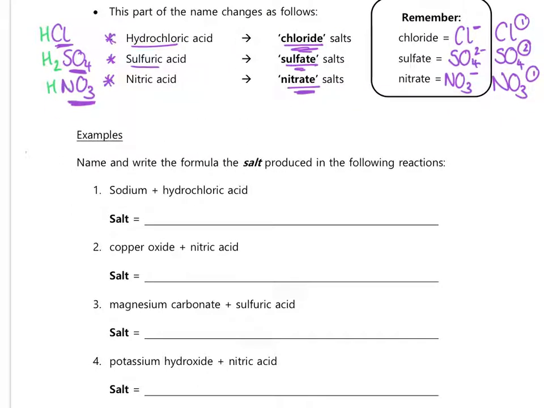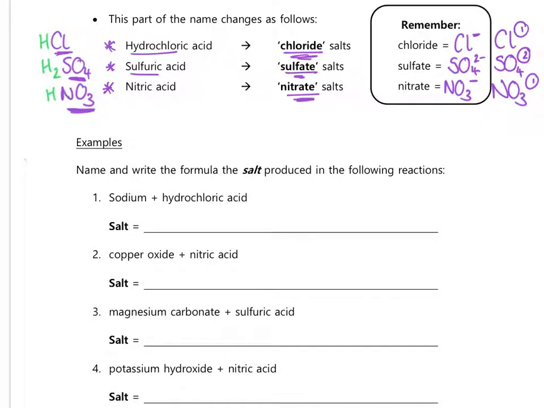So we're given some examples of metals or metal compounds and acids, and we're asked to name the salt and write the formula of the salt. So first of all, sodium and hydrochloric acid. Let's think of the name of the salt produced.